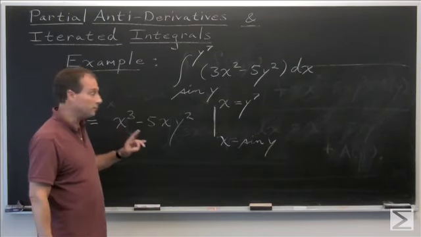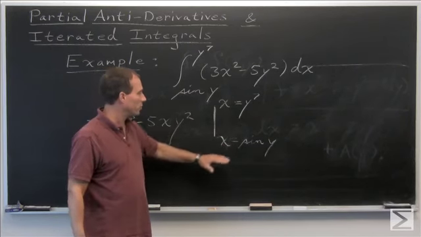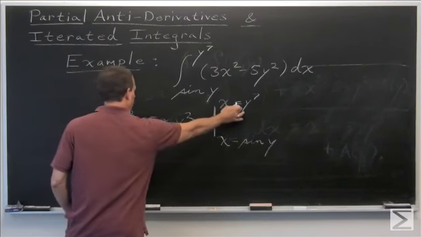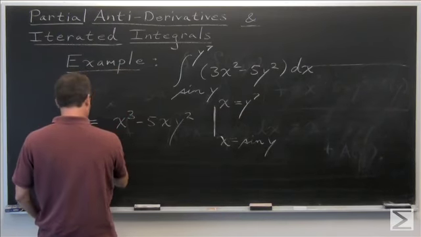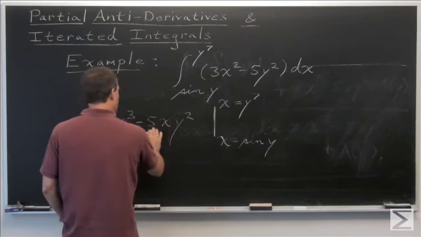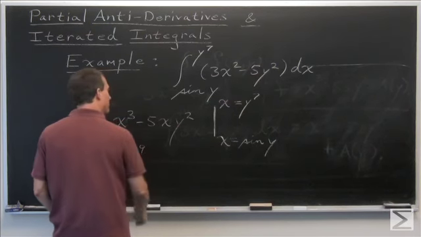So what does this mean? It means now you plug in x is y to the 7th, and you subtract what you get when you plug in x is the sine of y. So we get y to the 7th cubed, so that's y to the 21st, minus 5 times y to the 7th times y squared, that's y to the 9th.